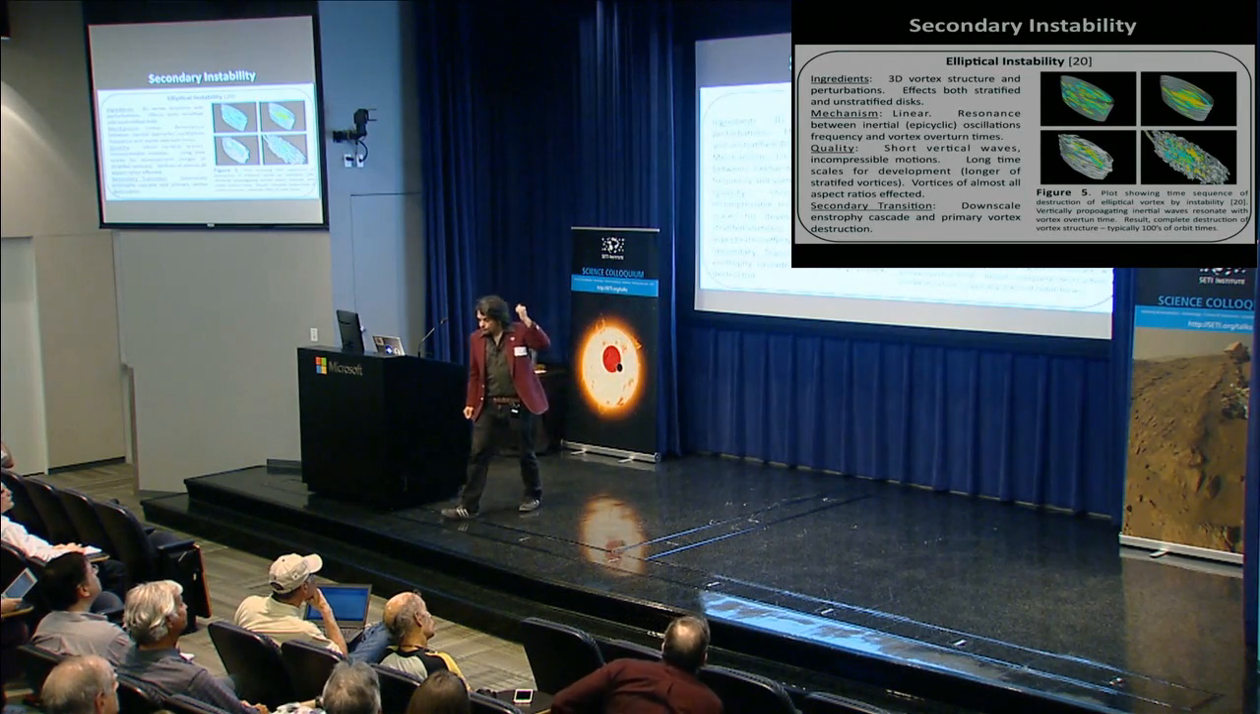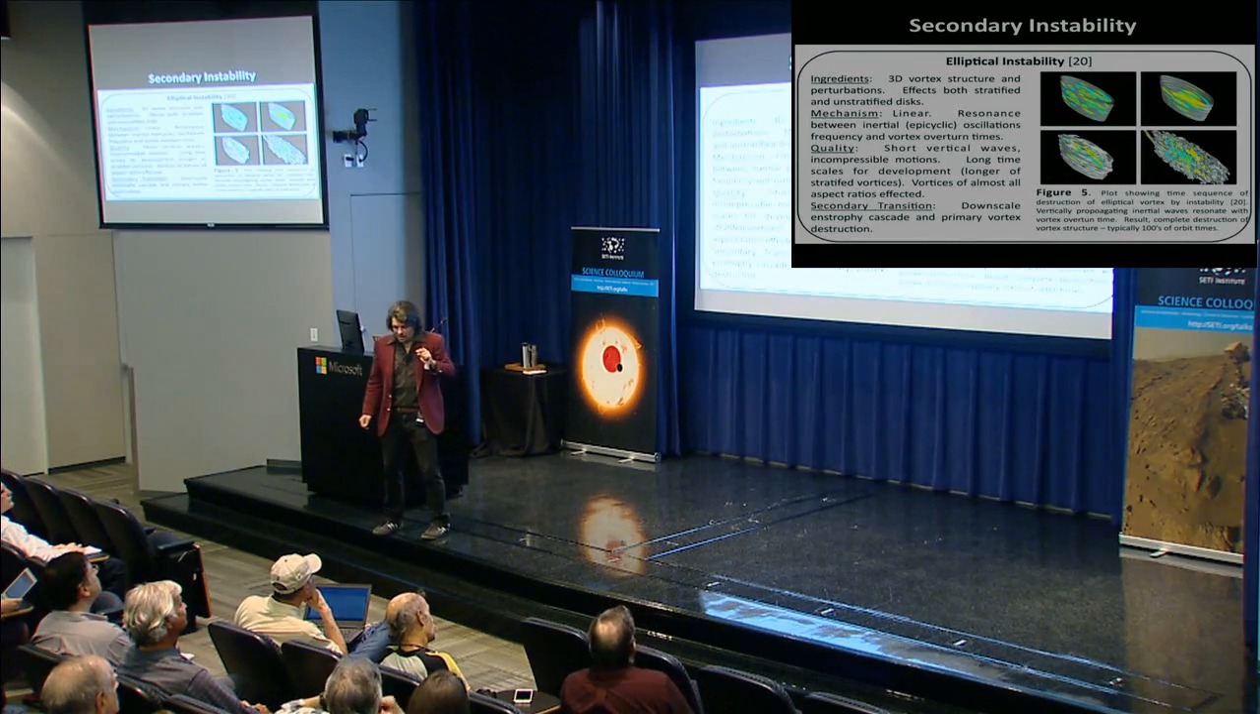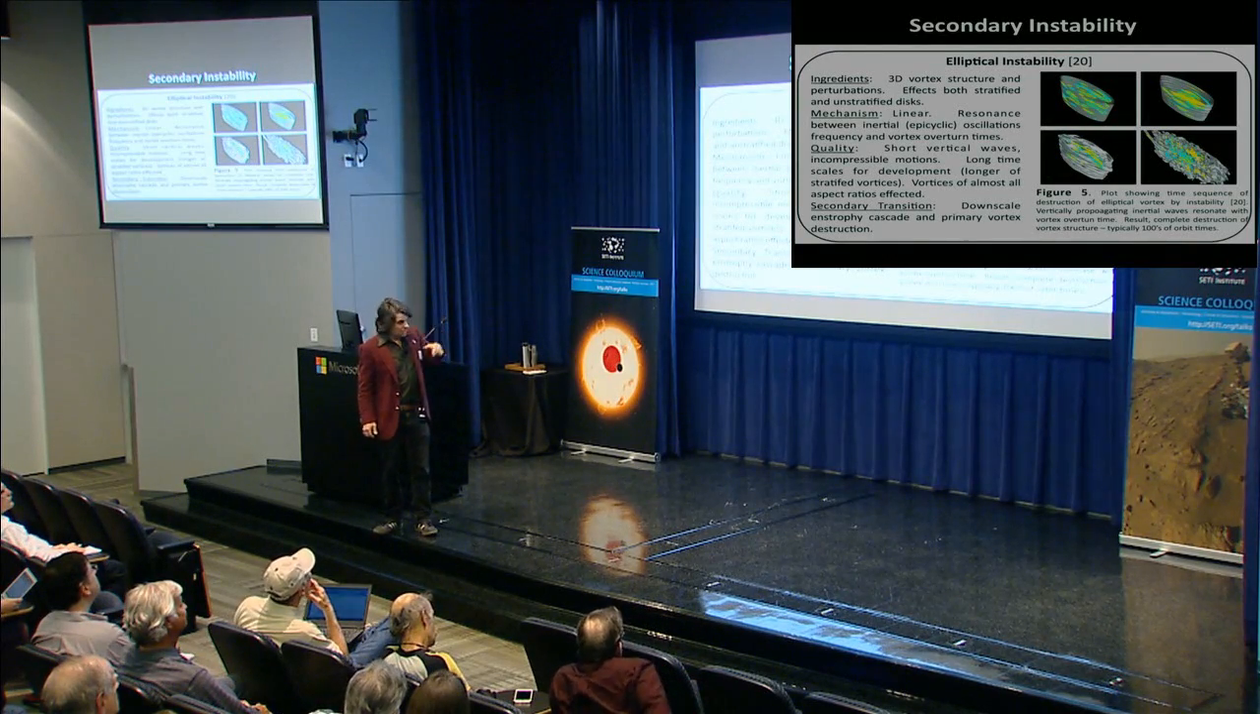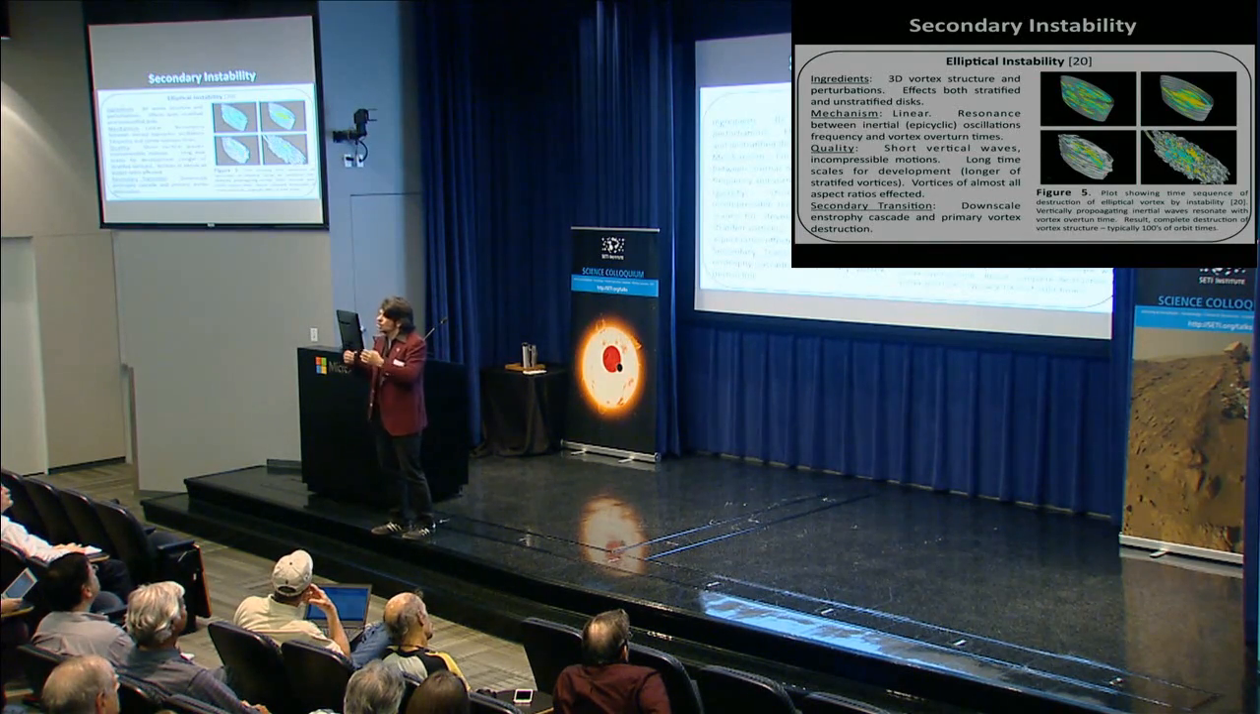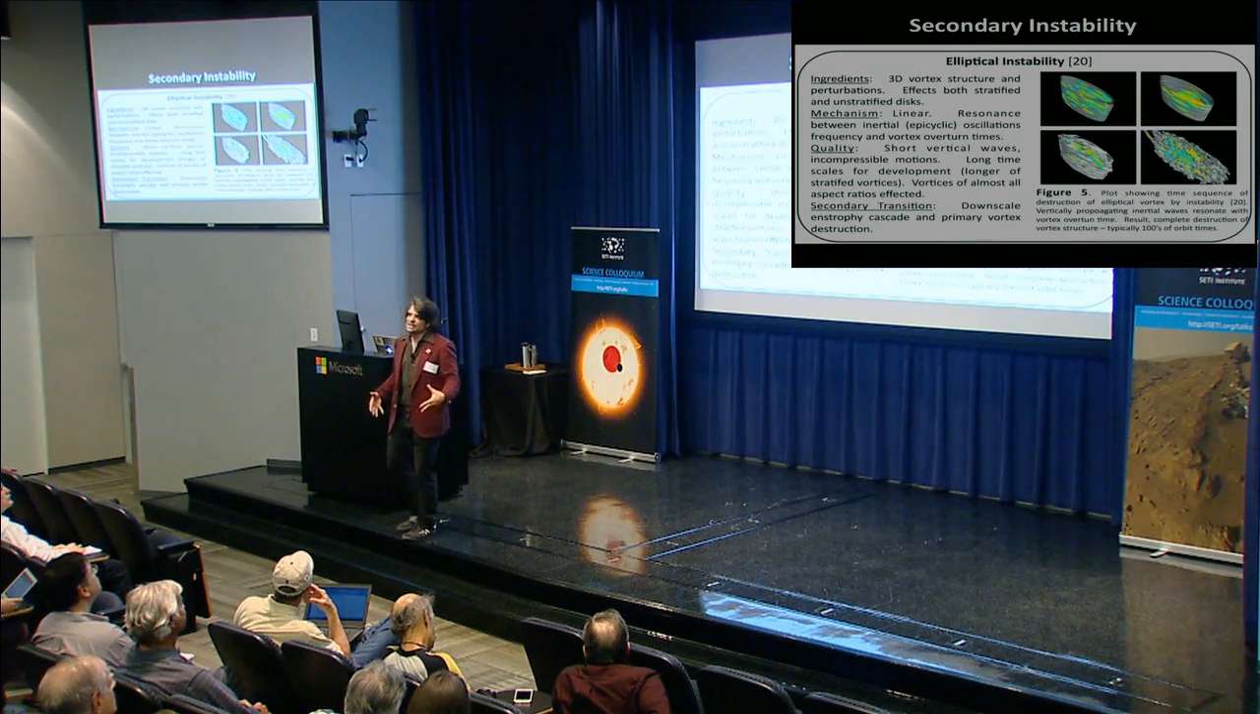Papaloizou and Lesur, who's a friend of mine, took an elliptic vortex and stuck it in a disk, and asked, does this last for very long? If it does or does not, let's figure out what's going on with it. And they found that all giant elliptical vortices that are embedded in a disk will ultimately collapse on themselves and break down. And that's exactly what you see here.